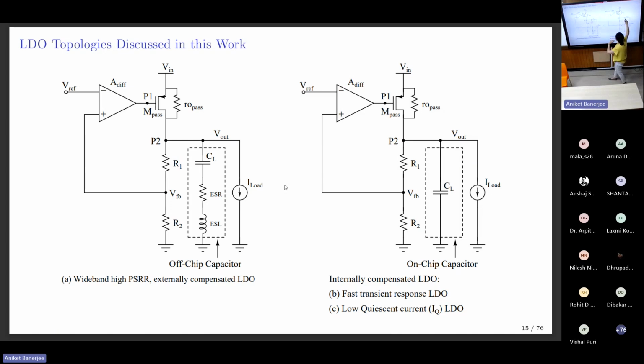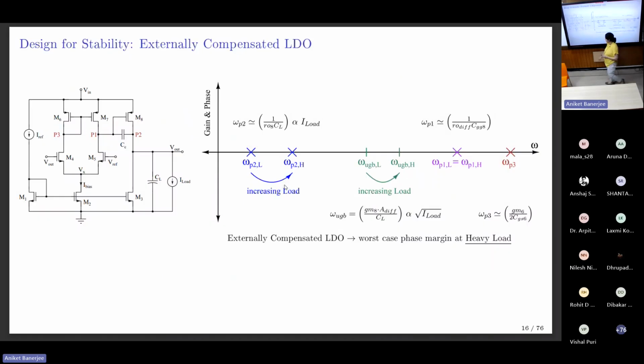I'll share with you the compensation will decide which topology we are going to talk about. But wideband high PSR are externally compensated. So when you're designing LDOs, you will see that two categories are very predominant. Externally compensated, where if someone gives you a giant capacitor, you can take it off chip, put a big capacitor here. That's the first category. The second category could be completely on chip, so we don't have any liberty to put any capacitor off chip. That's the other category. We'll discuss that. So these are the two primary things that we'll discuss.